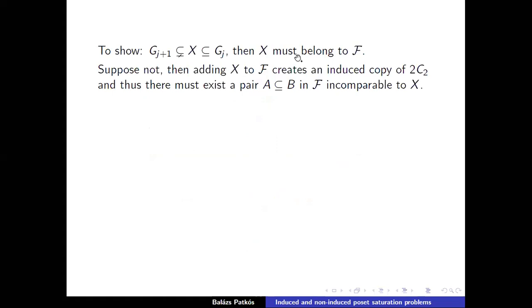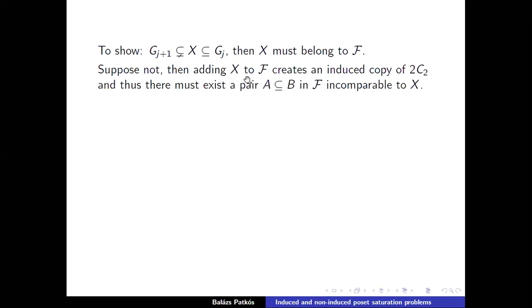I need to show that if I have a set X which is a subset of G sub j and a strict superset of G sub j+1, then it should belong to F. Towards a contradiction, suppose it doesn't belong. Now I use, for the first time I think, the fact that F is 2C2 saturating. If I add X to this family, then an induced copy of this poset should be born. So X must be part of that induced copy.